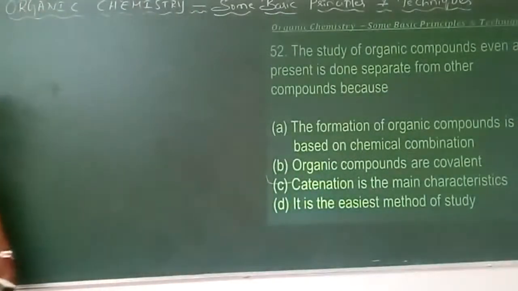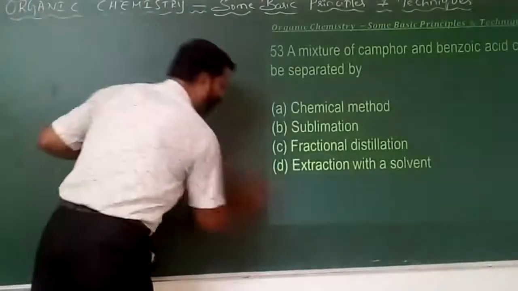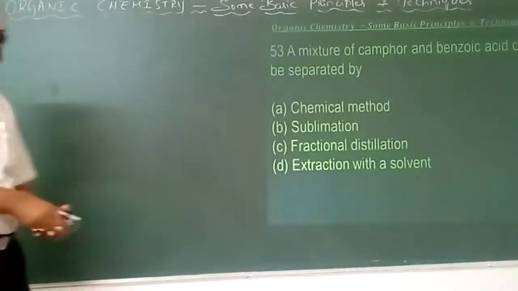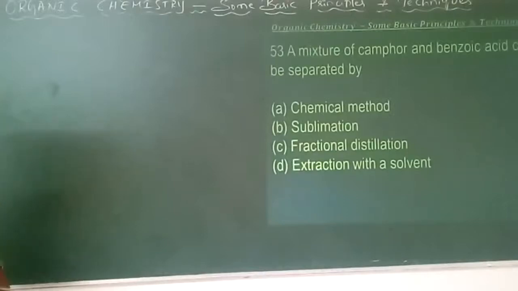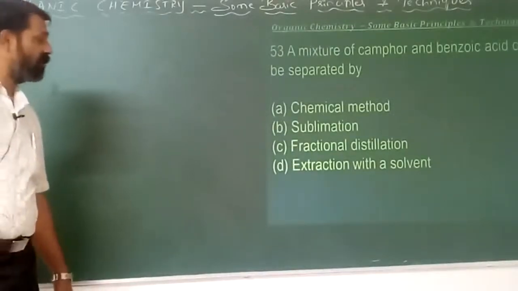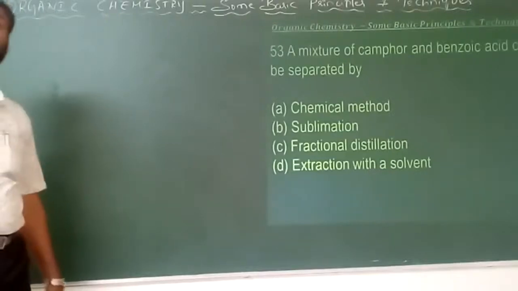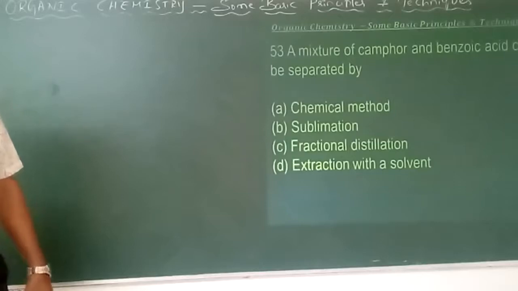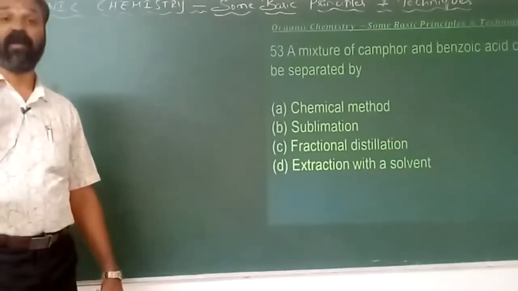We want to do question number 15. A mixture of camphor and benzoic acid can be separated by the process called a chemical method, sublimation, fractional distillation, or extraction with a salt. Actually, camphor is a best example of a sublimate because it is directly converted from the solid state into its vaporous state just by the application of which one?